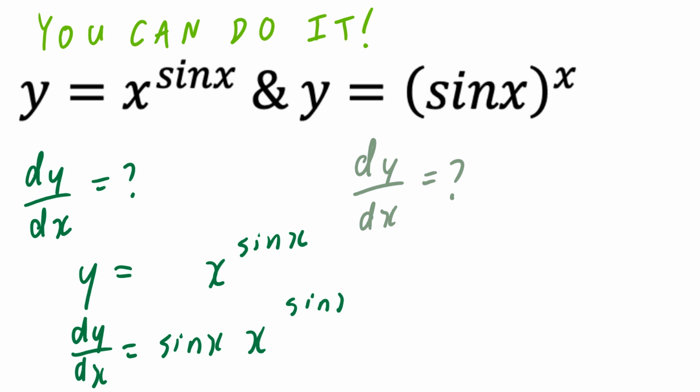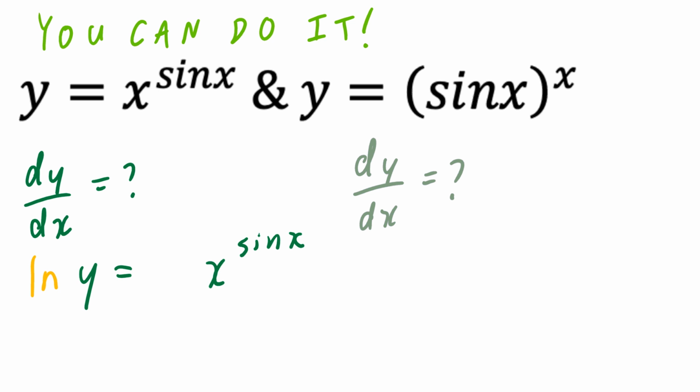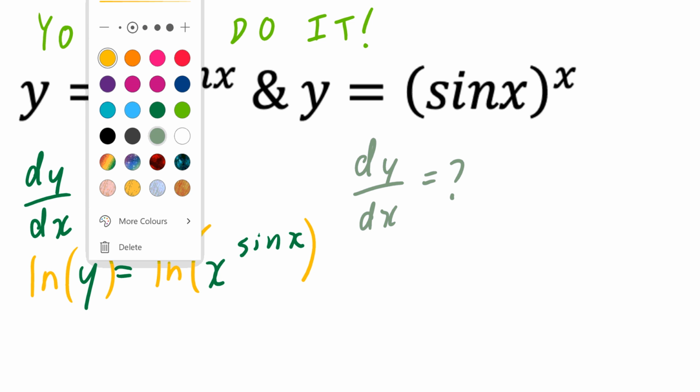So what is the correct first step? Just like adding, subtracting, multiplying, and dividing, when you take the ln of both sides, it's the same idea. ln is an operator, and you're operating onto y on the left-hand side, and onto x to the power of sine x on the right-hand side.